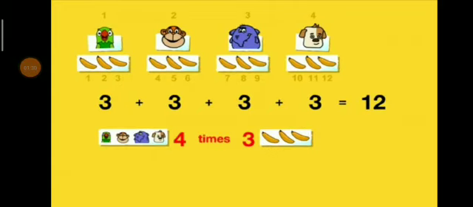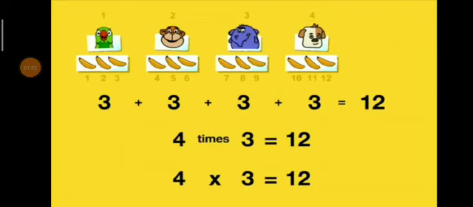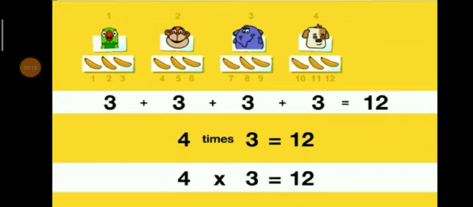Let us look at 3 plus 3 plus 3 plus 3 equals 12 in another way. As you can see, each animal has 3 bananas and there are 4 animals. So altogether 4 times 3 bananas. We can say that 4 times 3 or 4 into 3. This also equals 12. So we see that 3 plus 3 plus 3 plus 3 is the same as 4 into 3.